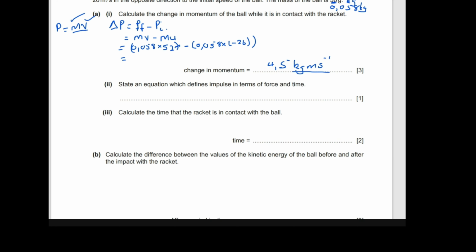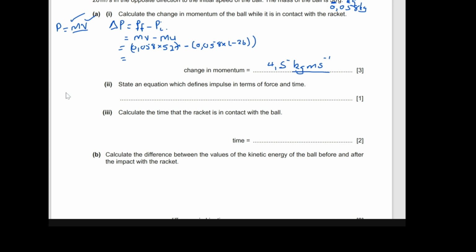State an equation which defines impulse in terms of force and time. Okay. Before I state the equation there, it's very important to understand what an impulse is. The impulse is the period of contact between two bodies that are colliding. For example, if we think of cars having a head-on collision, that moment when they hit each other and are stuck together is called the impulse time, right? So, because it's saying state an equation which defines the impulse in terms of time.